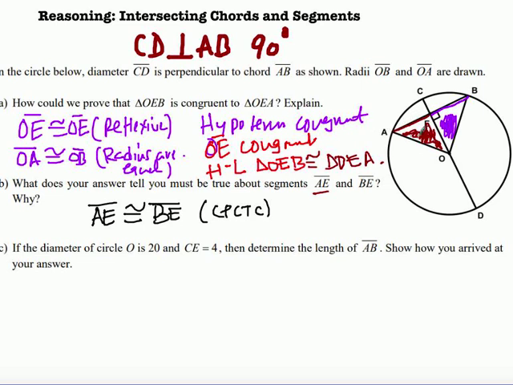Okay, let's move to part C. It says if the diameter of the circle is 20, so if the diameter is 20, then the radius is half the diameter.